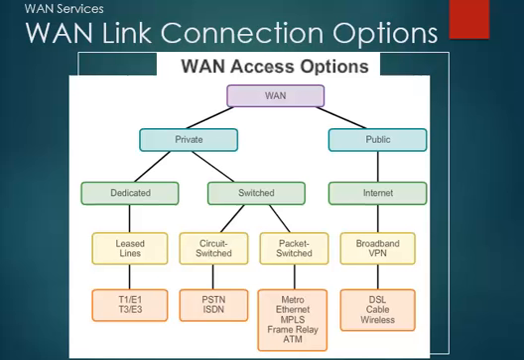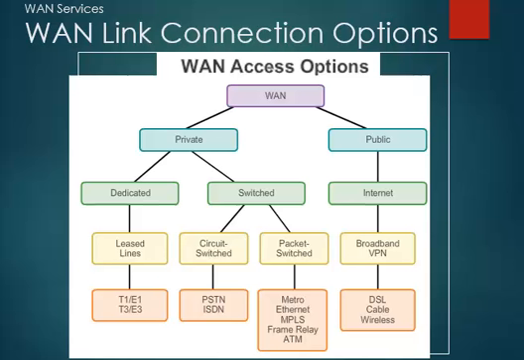In the figure, we can see that one can choose between a private or a public WAN infrastructure. The private WAN service providers may offer dedicated point-to-point leased lines, circuit switched links such as PSTN or ISDN, and packet switched links such as Ethernet WAN, ATM, or frame relay.